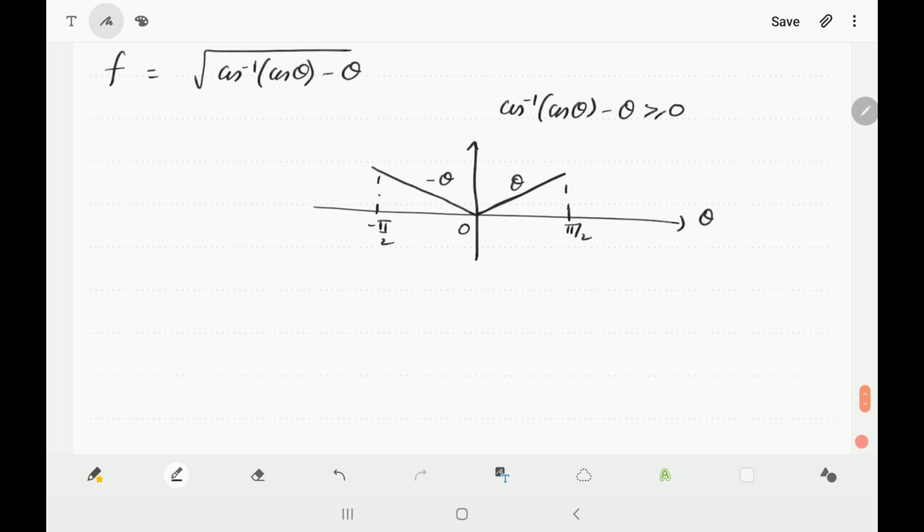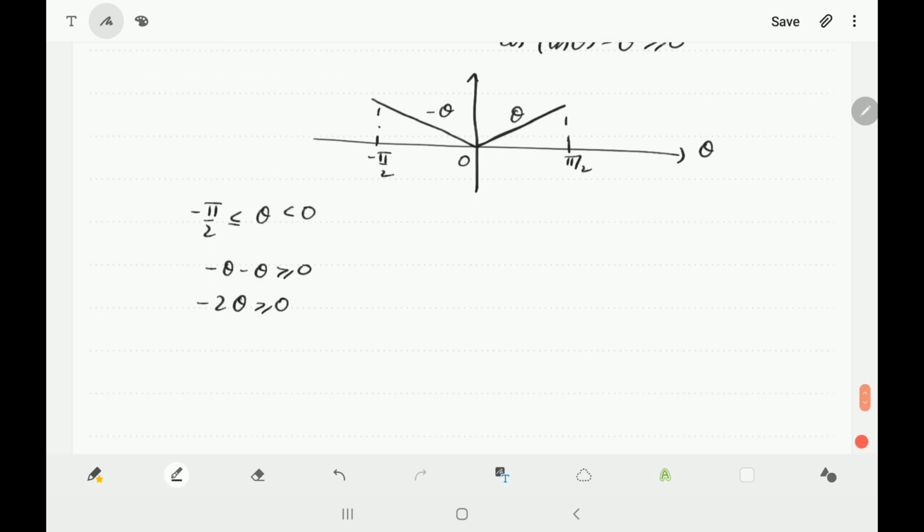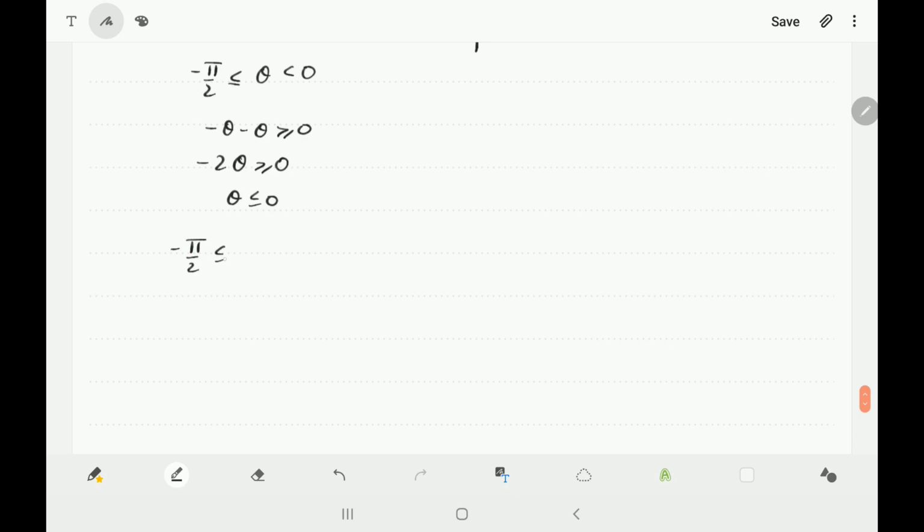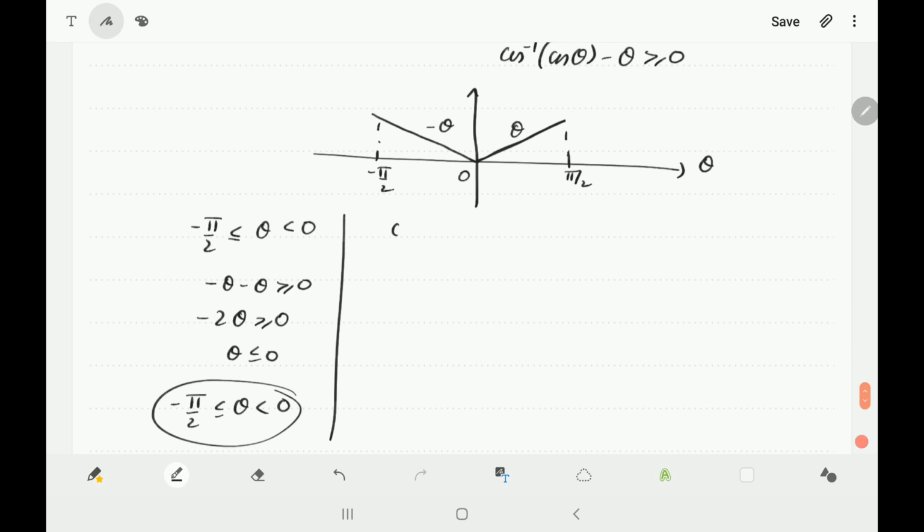Okay, so if we check theta from minus pi by 2 to 0, the output is minus theta. So minus theta minus theta, that is minus 2 theta, should be greater than or equal to 0. It means theta should be less than or equal to 0, which holds true. So theta belongs to minus pi by 2 to 0. This is true. Now for theta from 0 to pi by 2, this is theta minus theta, which is greater than or equal to 0. So 0 greater than or equal to 0 is a true statement. So theta will definitely belong to 0 to pi by 2.